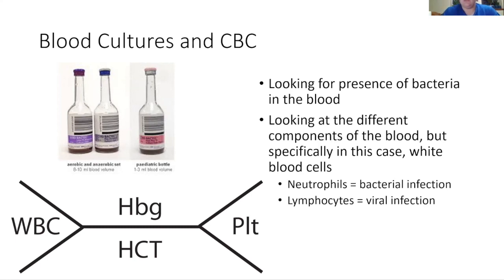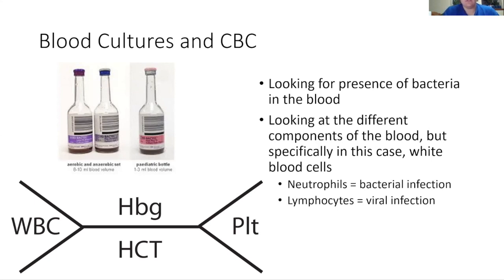When you're looking at the blood cultures, you can see if there's any bacteria contained in the blood, which would be able to get to the cerebrospinal fluid, as it does surround it, though they don't usually cross unless there's some other sort of pathology going on. The blood cultures will grow the specific type of bacteria that's found in the blood, but also with the CBC, you're looking at the different components of the blood, specifically in this case, white blood cells.